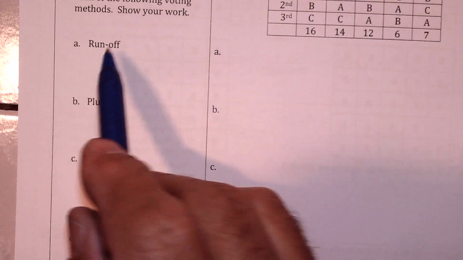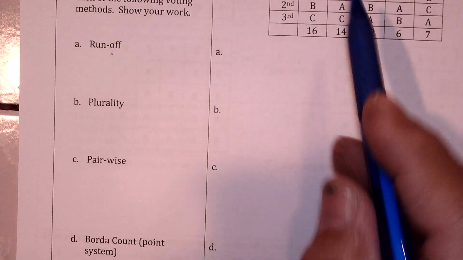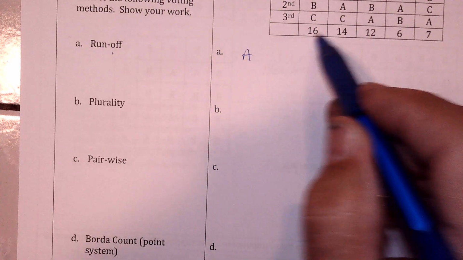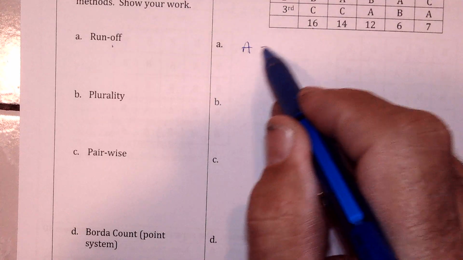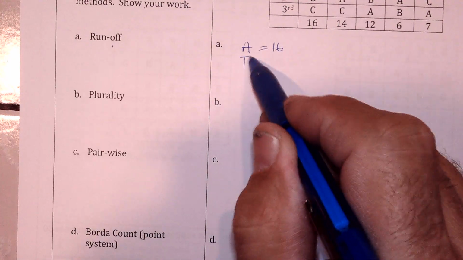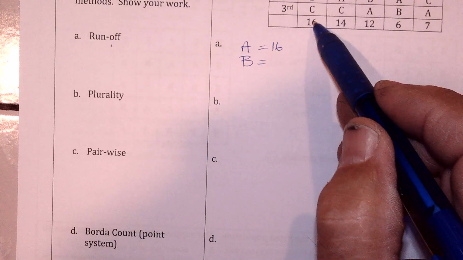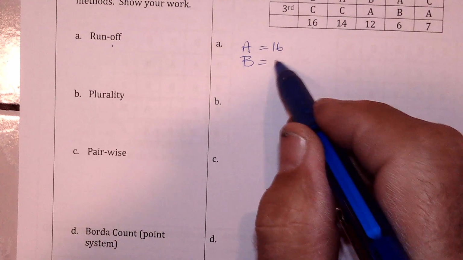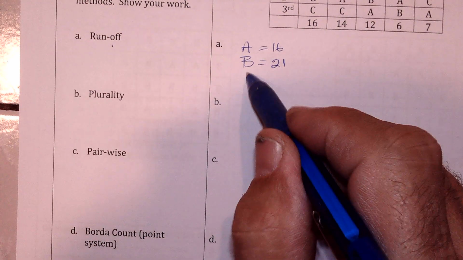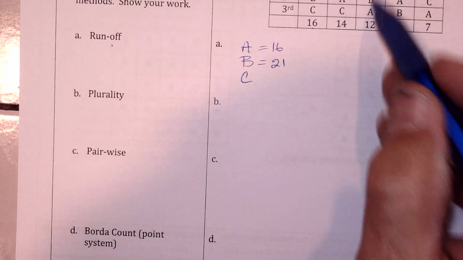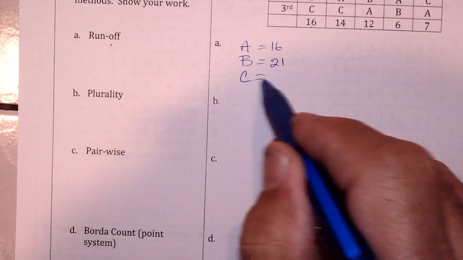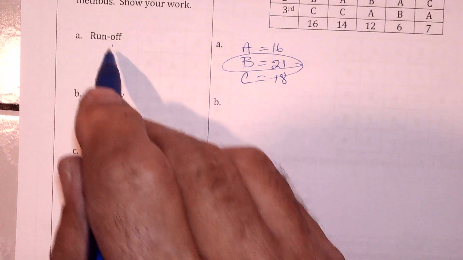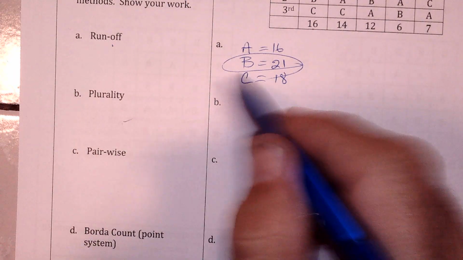Runoff winner, the most first place votes. See, A has 16. B has 14 and 7, 21. And C has 12 and 6, 18. So B is the, no, wait a minute. That's the plurality winner.